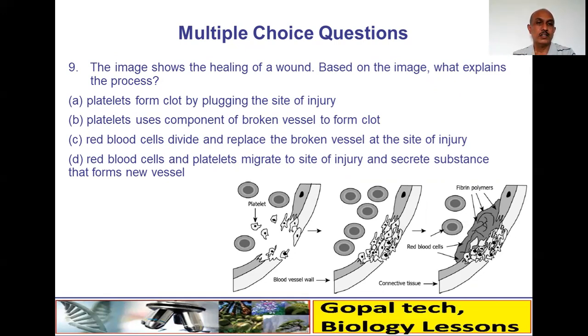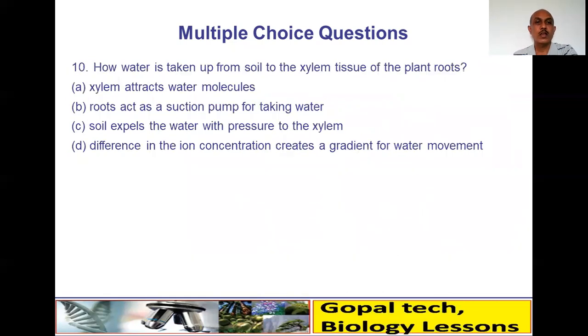Yes. The correct answer is A. Platelets form a clot by plugging the site of injury. The remaining options are not correct explanations related to this diagram. Next question, 10th: how is water taken up from soil to the xylem tissue of the plant roots?